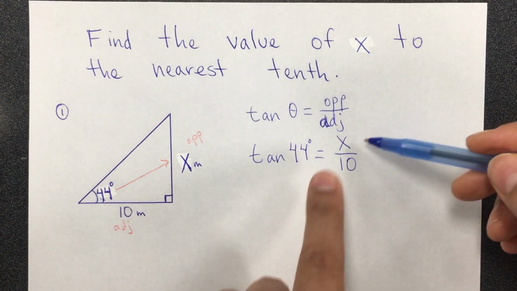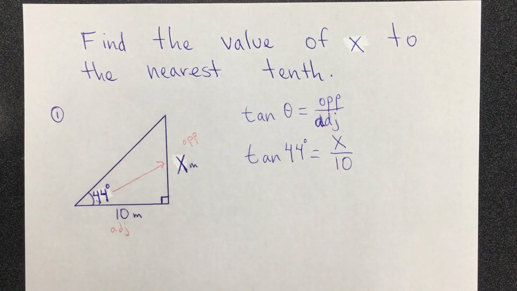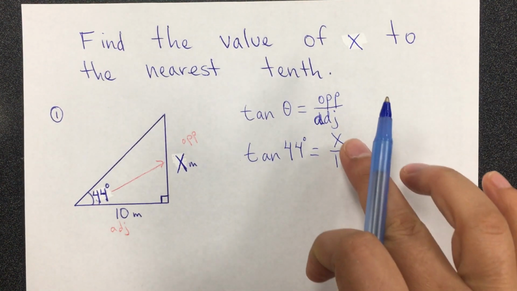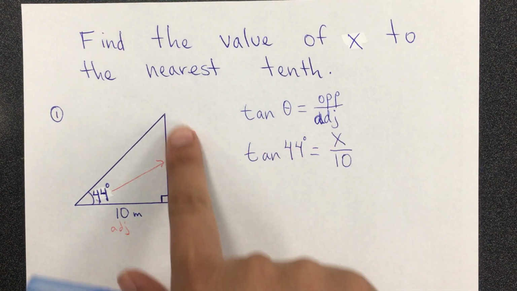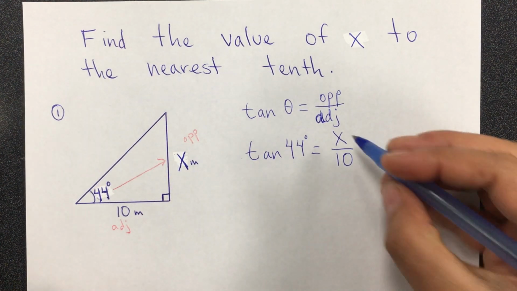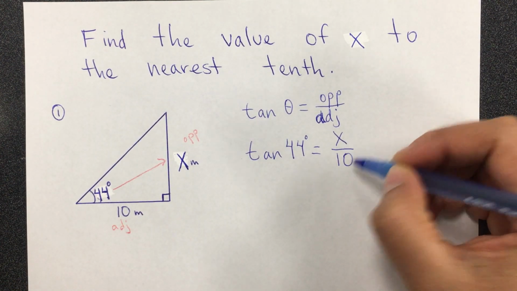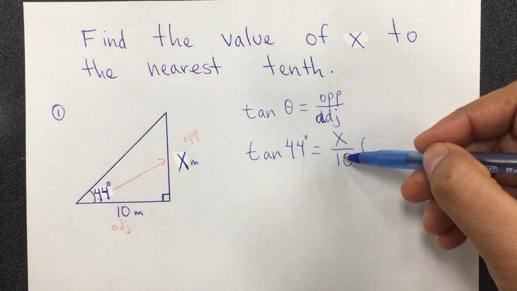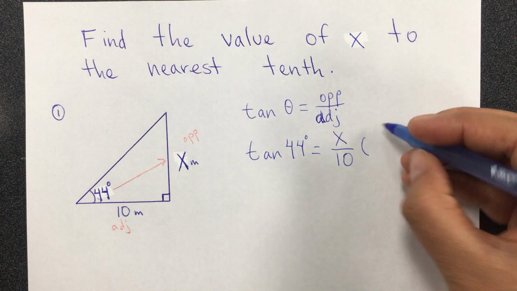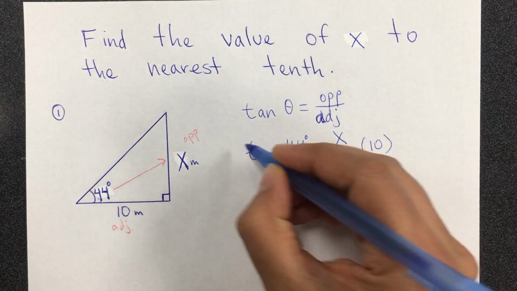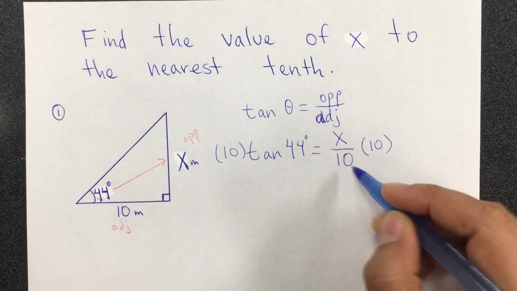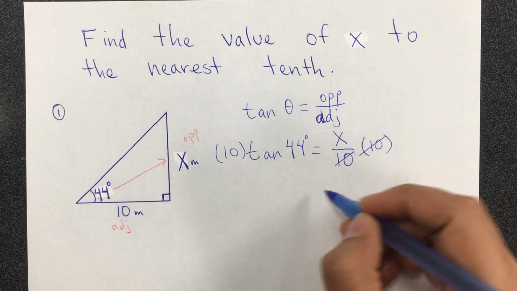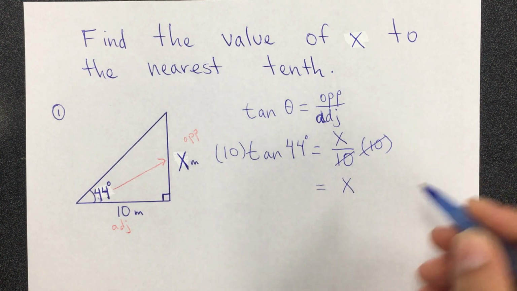Now we need to solve for x so that we can find what this measurement is. And so if we're dividing x by 10, the opposite of division, then we multiply to cancel that. This cancels, and you get x equal.